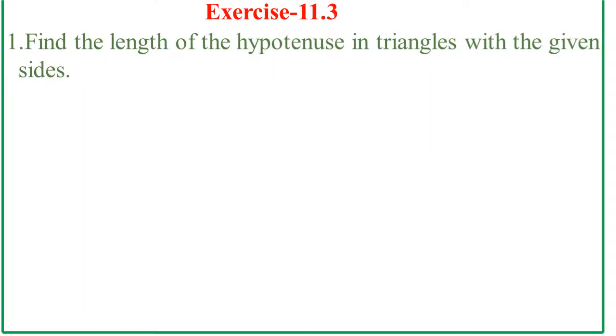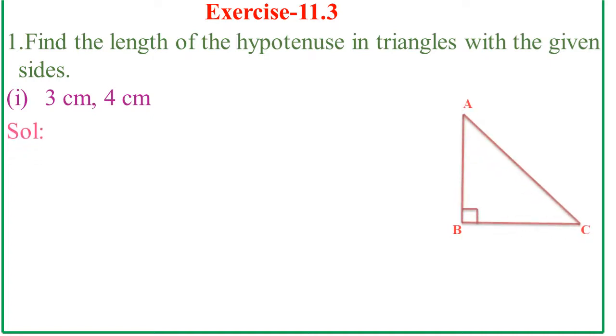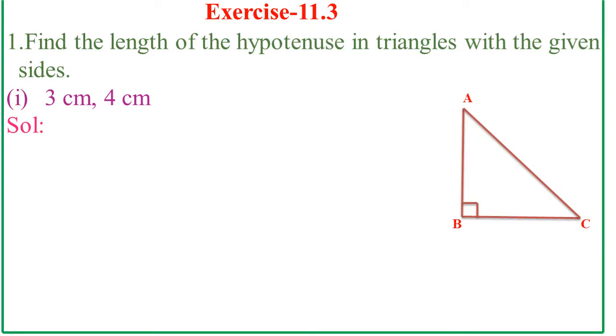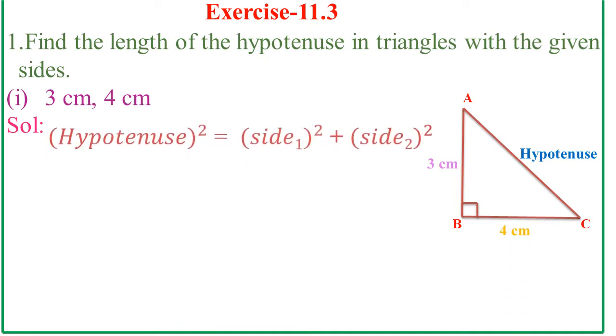Let's see exercise 11.3. First one, find the length of the hypotenuse in triangles with the given sides. First one, 3 cm, 4 cm. Here given two sides, we need to find the length of the hypotenuse, the third side. Look at the figure ABC, right angle triangle. Side 1, 3 cm, side 2, 4 cm. We need to find the hypotenuse.